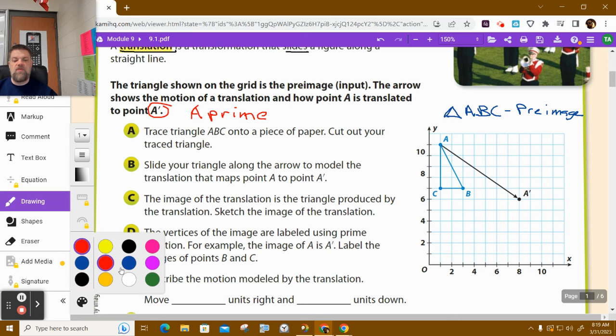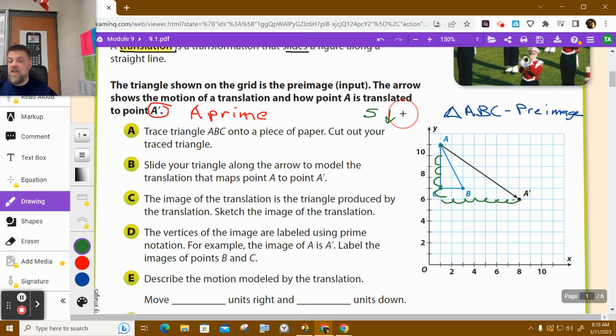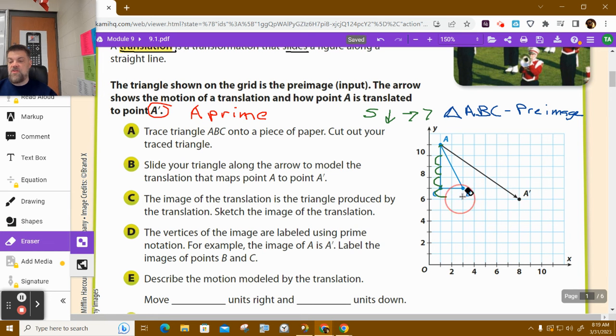So one thing that you could do for the translation is you can look and see, what did I do to go from A to get to A prime? Well, I went down 1, 2, 3, 4, 5. Okay. And then I went over 1, 2, 3, 4, 5, 6, 7. So I went down 5, and I went over this way 7. Okay. Now I'm going to erase that. If you wrote that in pen, you could leave it in there if you want to. All right. And then we'll talk about what this means numerically in a second.